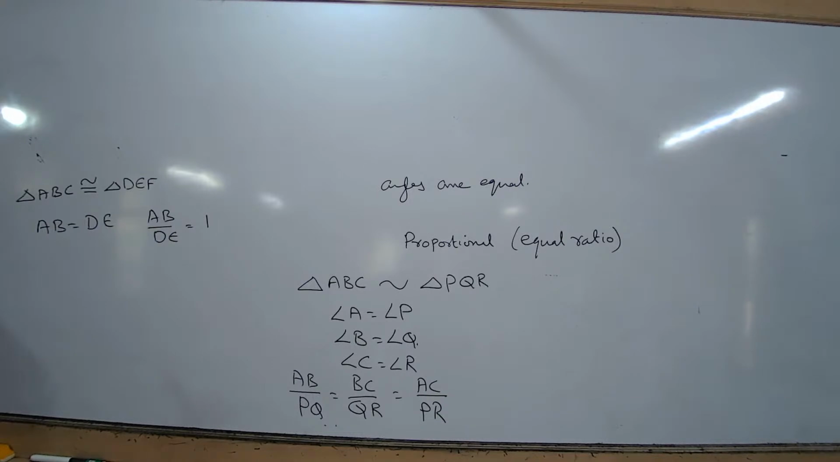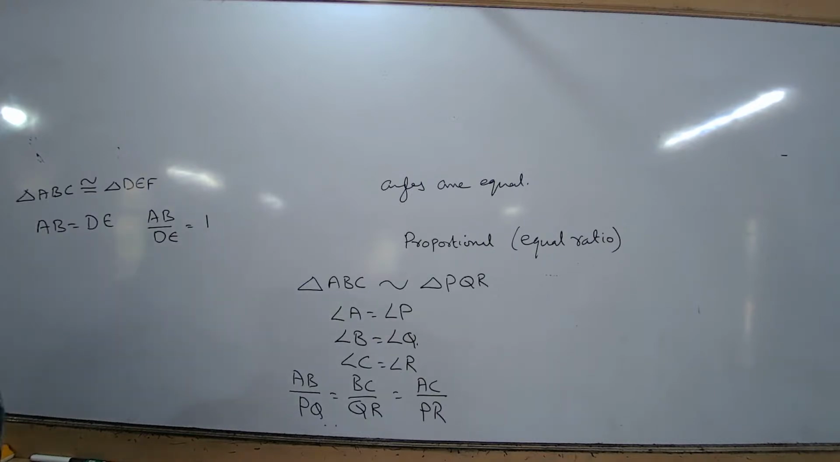Same way, what will you get? BC is equal to EF. Therefore, BC upon EF is also 1, and AC upon DF is also 1. So all ratios will be equal to 1. Therefore, sides are in equal ratio. Understood, all of you? Okay. A question can come in the exam: prove that. Then you can write this way.